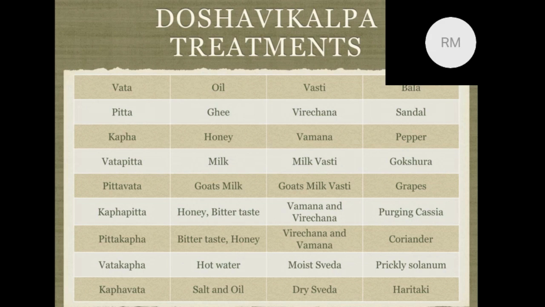Now, if we find that the dosha is more of Kapha, then we use honey in the treatment. And then there is Vamana or emesis. We use emesis to remove the Kapha. And then as a herb, we would choose a herb like pepper.